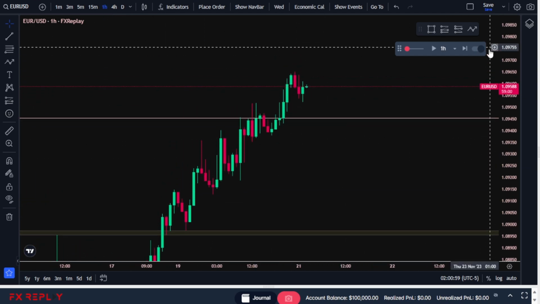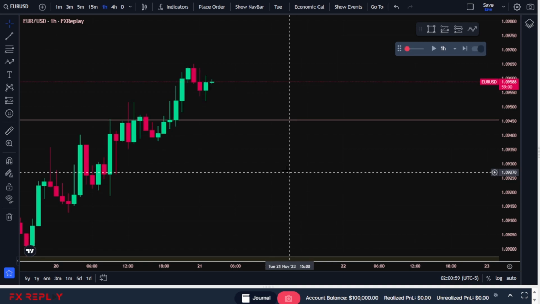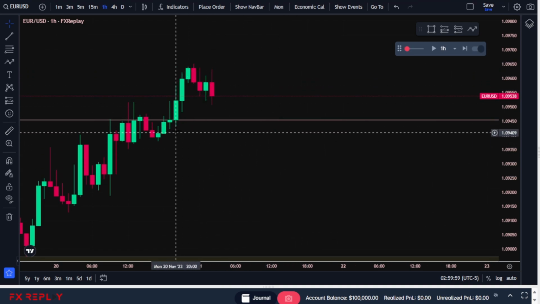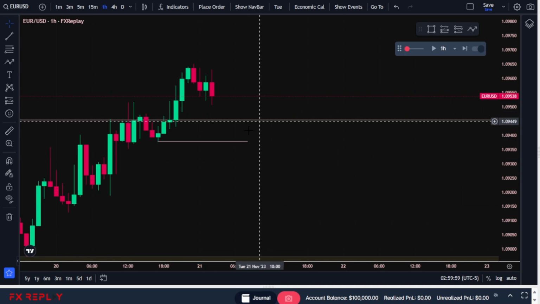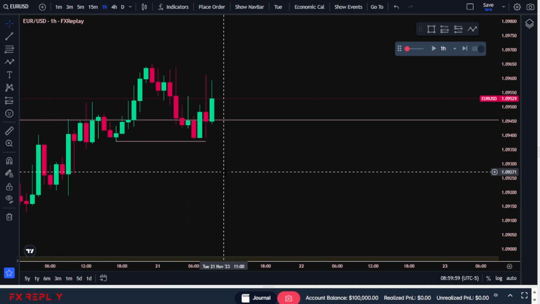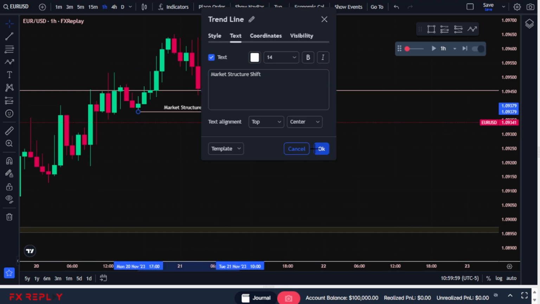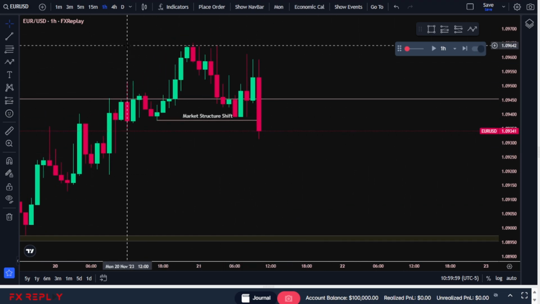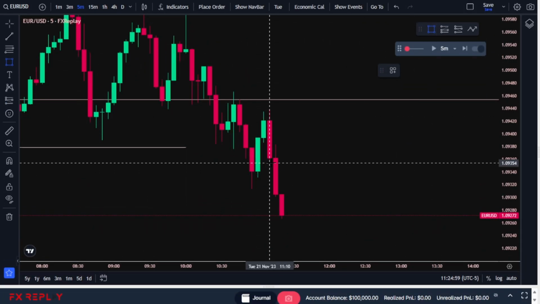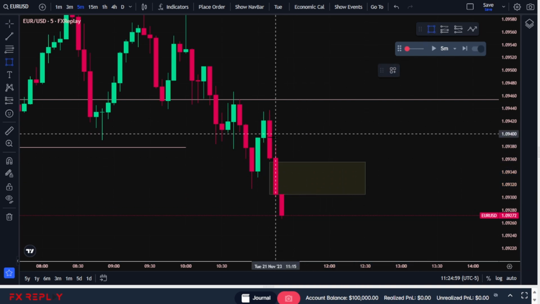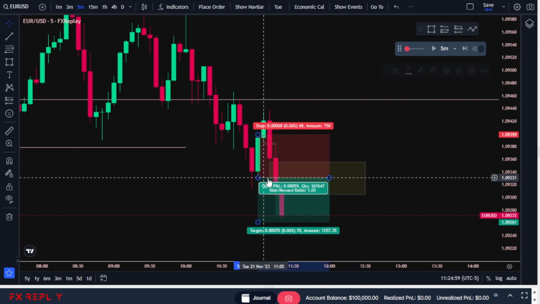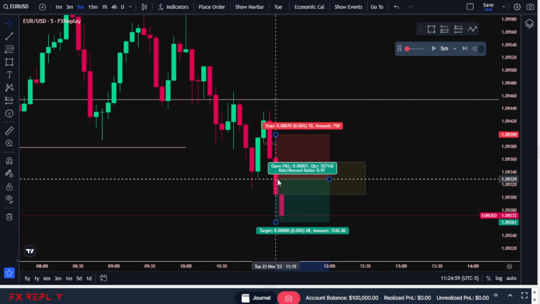I will be waiting for the market structure shift on a 1 hour time frame so we can confirm that the price wants to switch from the buy program to the sell program and wants to go lower. After the market structure shift, I will switch to the 5-minute time frame and look for possible entries. We have a fair value gap over here and another little fair value gap at the top. I would like to enter my trade on 50% of this fair value gap.